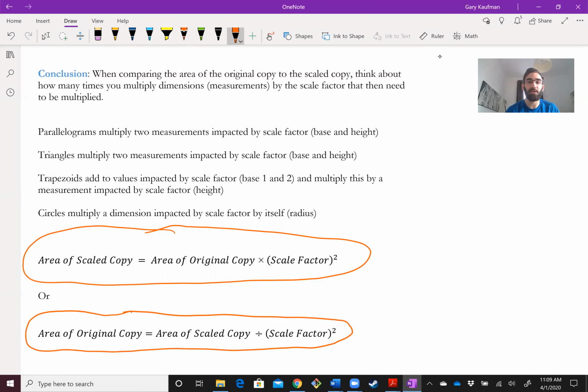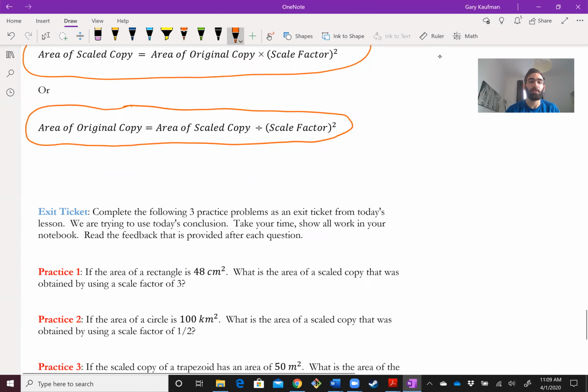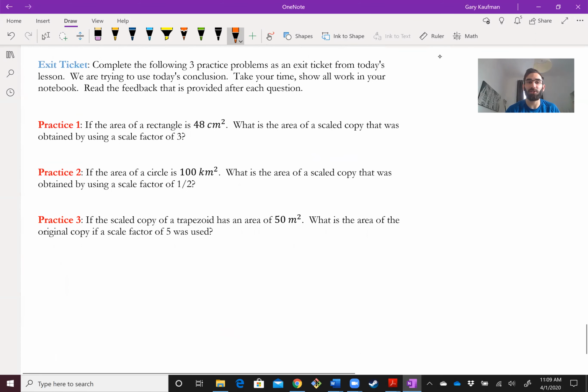If you now have it included, I have a 3-question exit ticket for you to do. I expect to see some work in your notebook for this when you upload it. So make sure you also read the feedback at the end of each question.